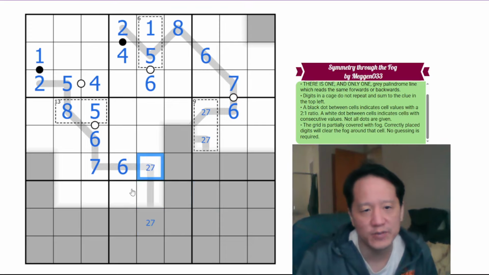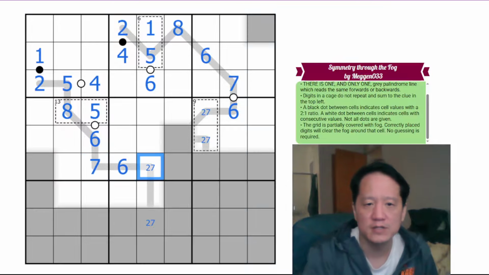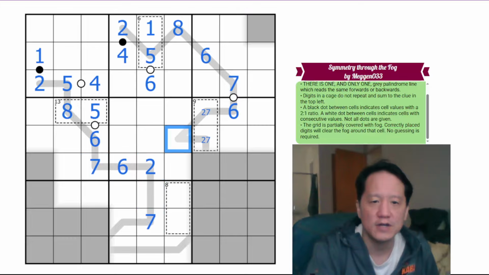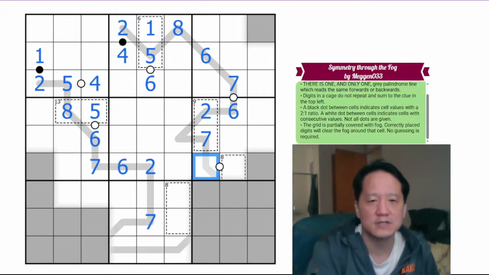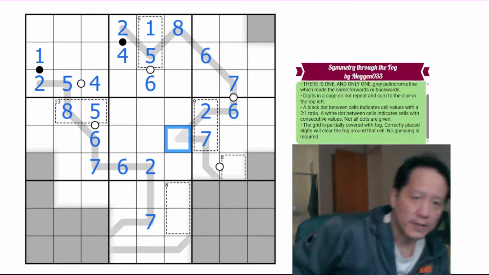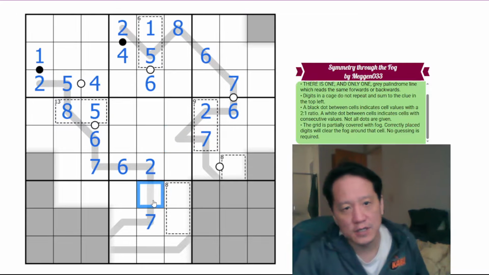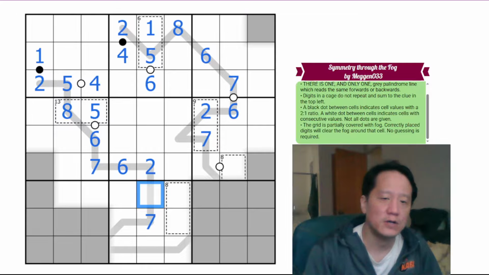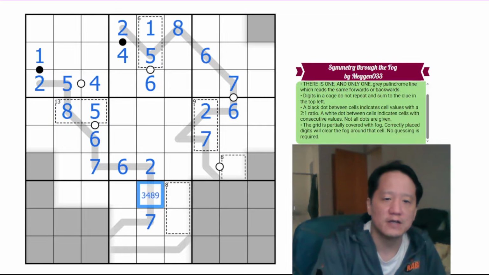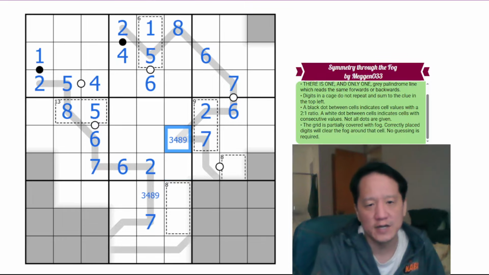And this can't be 7 because of 7 in the row. That makes that a 2, which makes this a 7. That leaves that as a 2, which makes that a 7. Okay, remaining digits in this cell here. We can have 3, 4, 8, and 9. And this is 3, 4, 8, and 9. So that's kind of limited.